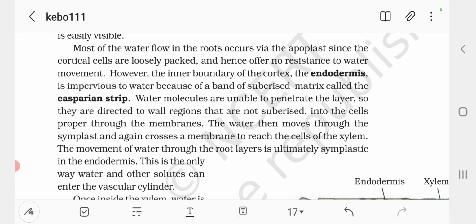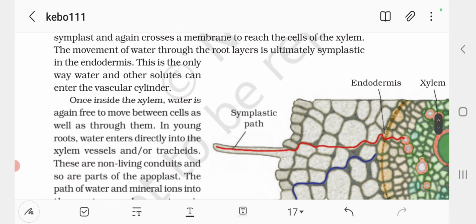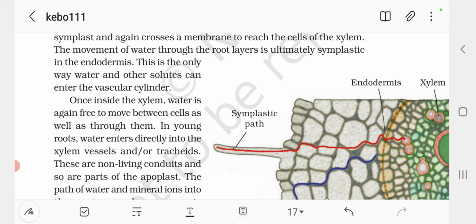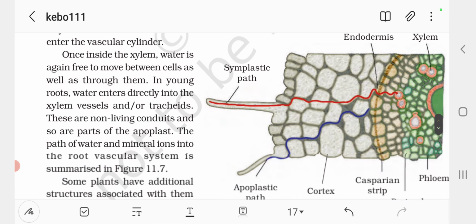However, the inner boundary of the cortex, the endodermis, is impervious to water because of a band of suberized matrix called the Casparian strip. Water molecules are unable to penetrate the layer, so they are directed to regions that are not suberized, into the cells proper through the membranes. The water then moves through the symplast and again crosses a membrane to reach the cells of the xylem. The movement of water through the root layers is ultimately symplastic into the endodermis. This is the only way water and other solutes can enter the vascular cylinder.